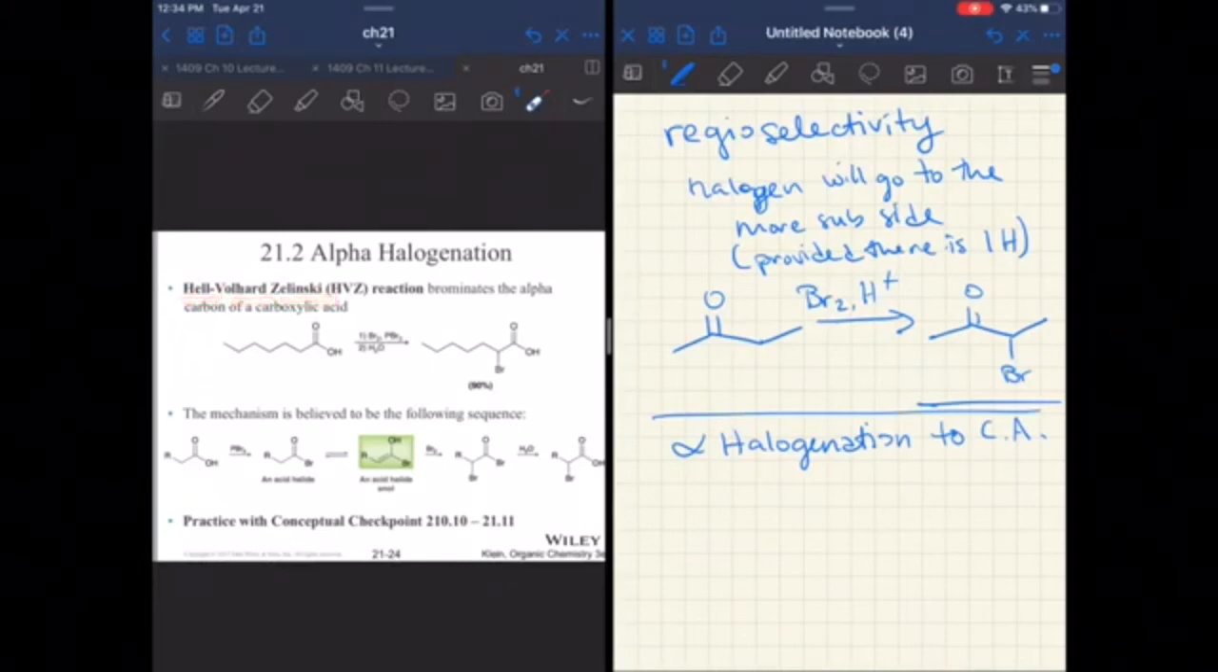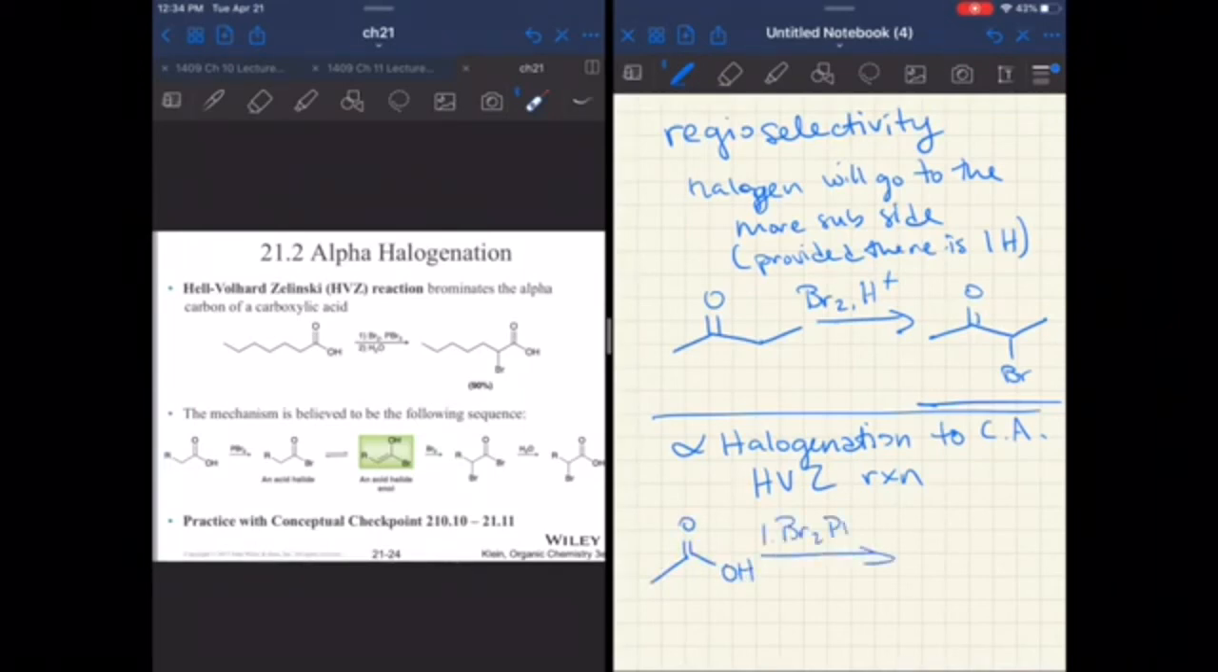Hell-Volhard-Zelinsky reaction. Right, so Hell-Volhard-Zelinsky reaction is something that you are going to be responsible for. All right, so it's going to take your carboxylic acid and in 2 steps, using bromine and PBr3 with a water workup. Important that it's 2 separate steps.